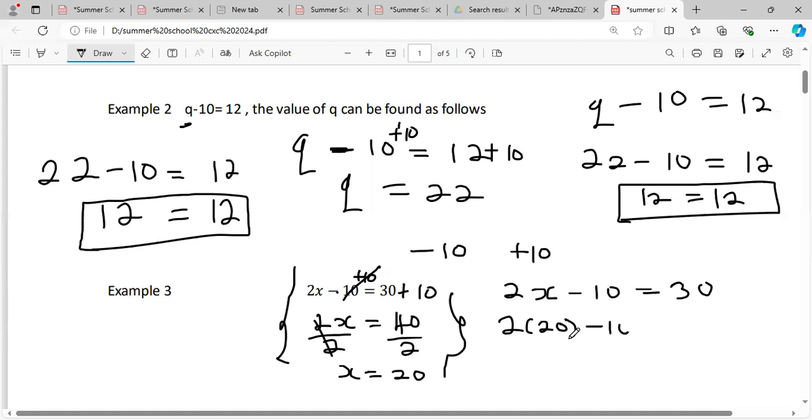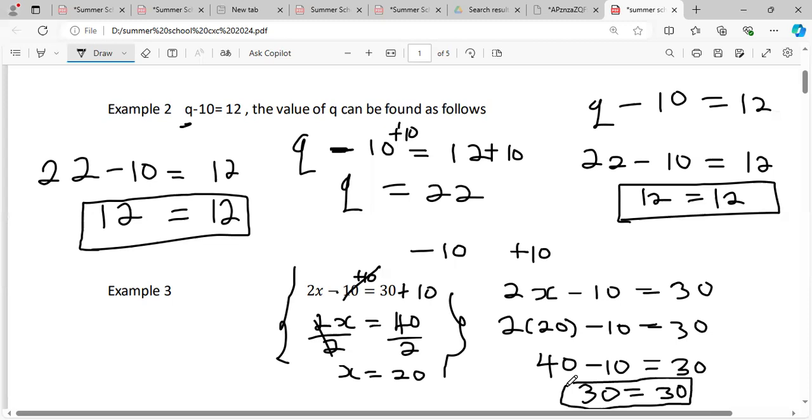So 2 times 20 is what? 40. I think that somebody else said that's wrong. Alright. So see, 30 is equal to 30. That's the definition of an equation. The left hand side must equal the right hand side. CXC says only 30% of students each year get these correct.